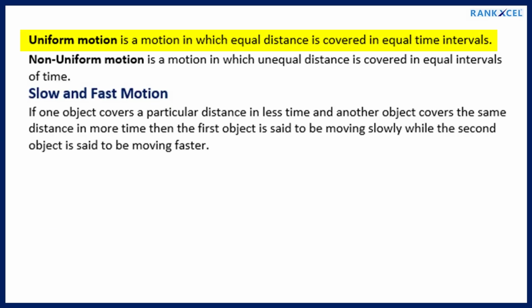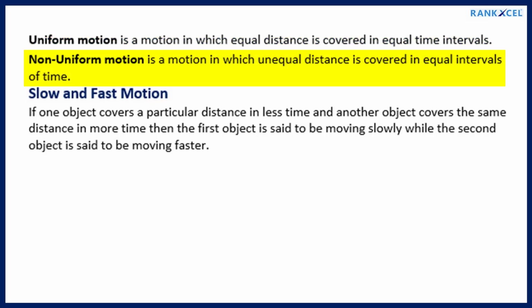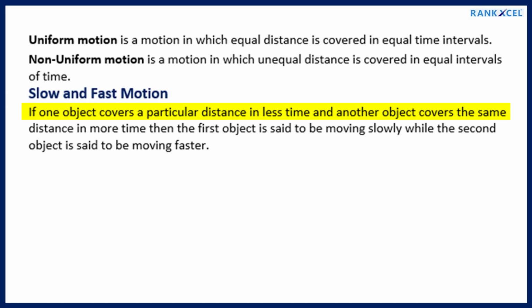Uniform motion is a motion in which equal distance is covered in equal time intervals. Non-uniform motion is a motion in which unequal distance is covered in equal intervals of time. Slow and fast motion. If one object covers a particular distance in less time and another object covers the same distance in more time, then the first object is said to be moving faster while the second object is said to be moving slower.